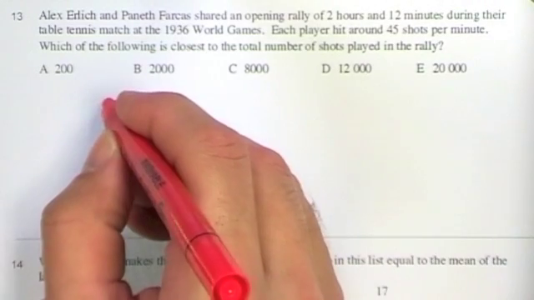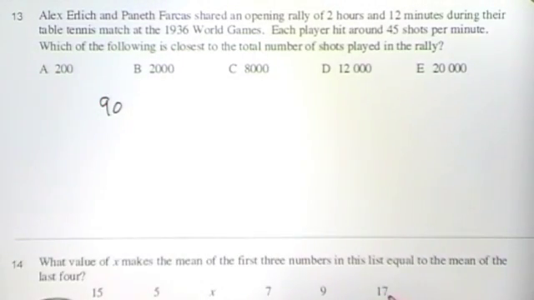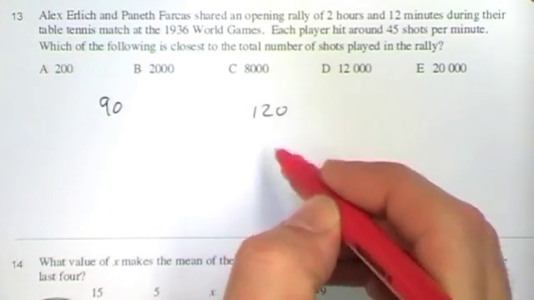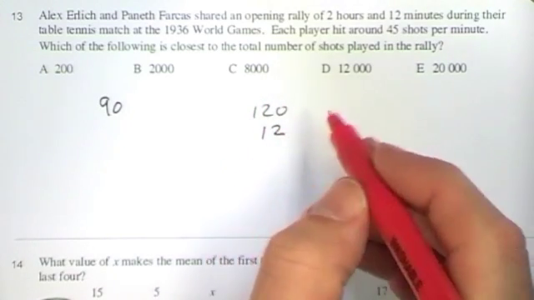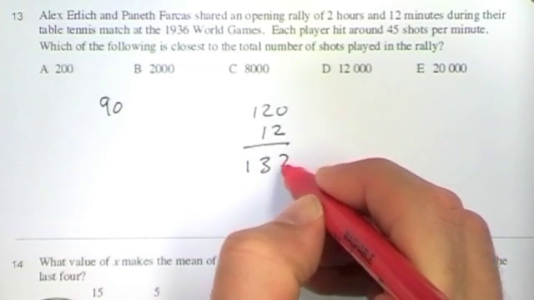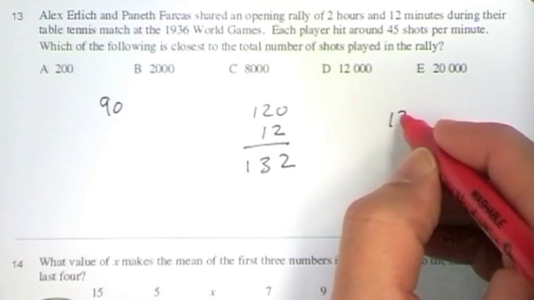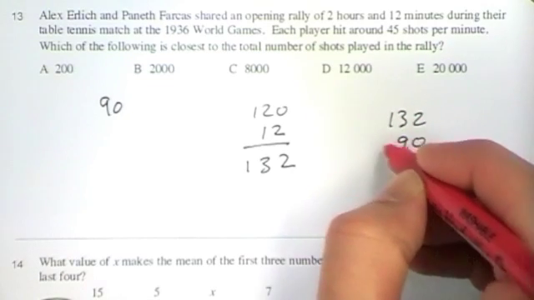Well, that's going to be 90 shots in all, isn't it? That's going to be 90 shots per minute. So that's going to be 90 per minute. So 2 hours is going to be 120 minutes and 12, so that's going to be 132 minutes. So I want to work out 90 times 132.